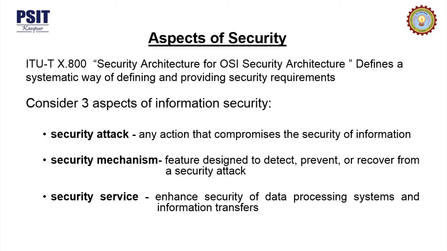In this slide, I will discuss the various aspects of security according to ITU-T X.800, the security architecture for OSI. The security architecture defines a systematic way of defining and providing the security requirements. Let us consider three aspects of information security defined in this architecture. The security attack: it is any action that compromises the security of information. Security mechanism: these are the features designed to detect, prevent, or recover from a security attack. And the third one, security service: it enhances the security of the data processing system and information transfer.